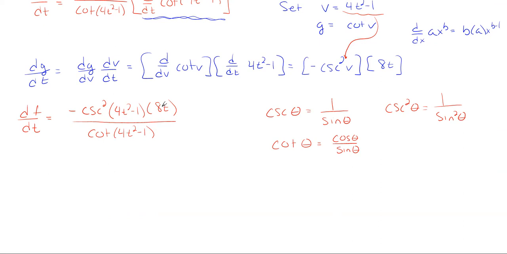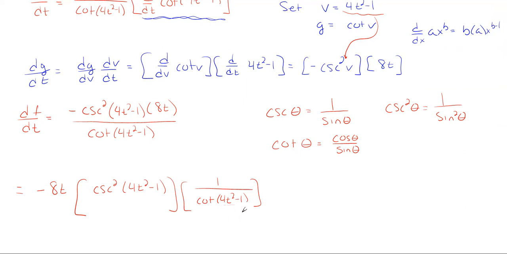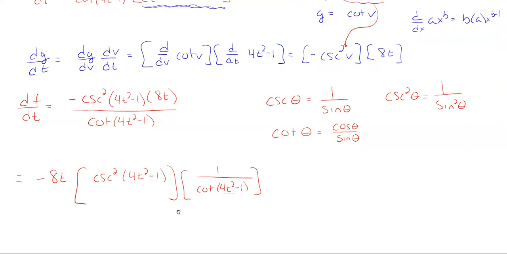And what I'm going to do is separate everything out into its little portions here. So I'm going to have minus 8t multiplied by cosecant squared of 4t squared minus 1. And then 1 over the cotangent of 4t squared minus 1. So I can take the 1 over sine squared, plug it in here with my theta being what's inside the brackets here, 4t squared minus 1. And the same thing for cotangent here, using cosine and sine of theta, where this little portion right here is my theta.